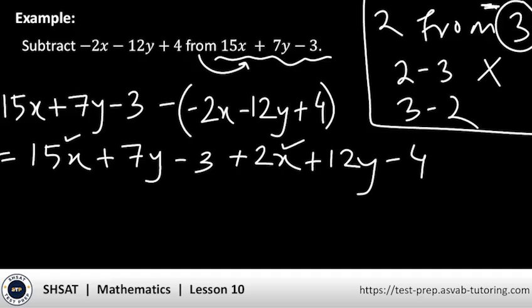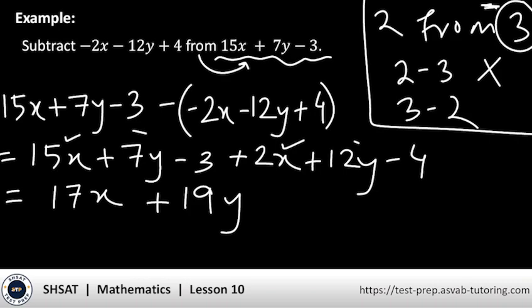So that's what? 15x plus 2x, sorry, plus 2x. So 15x plus 2x, that is 17x. Then you have 7y and minus 12y here. So 7y plus 12y. So 7 plus 12 is 19. So that's just going to be plus 19y.